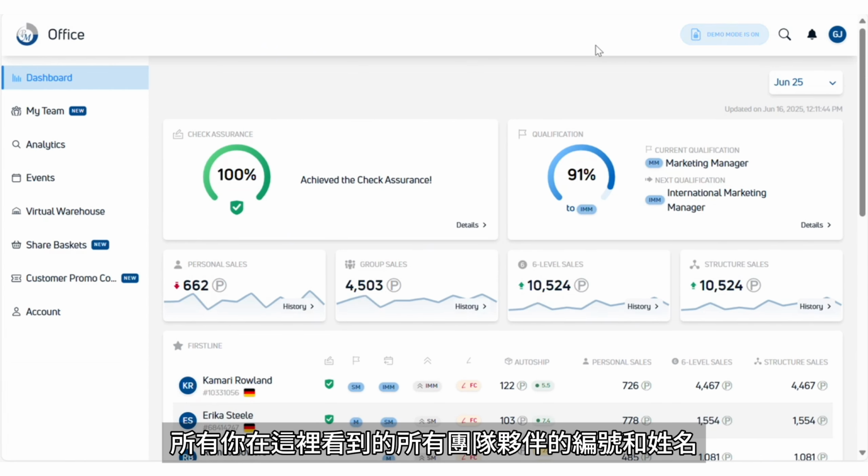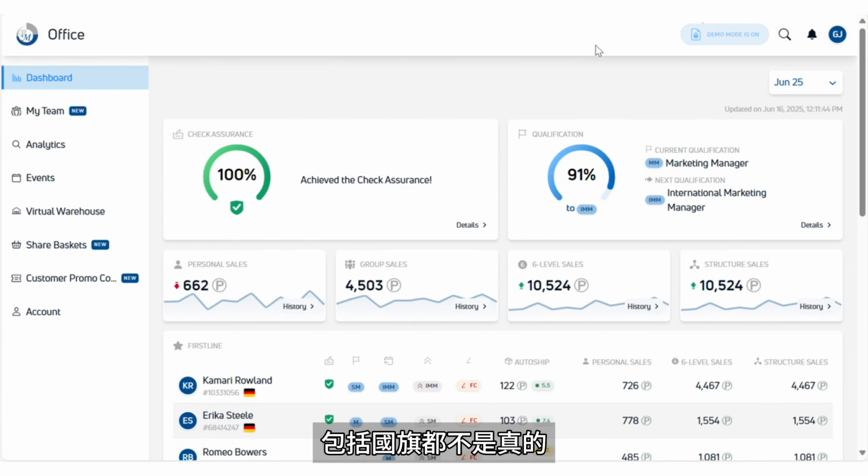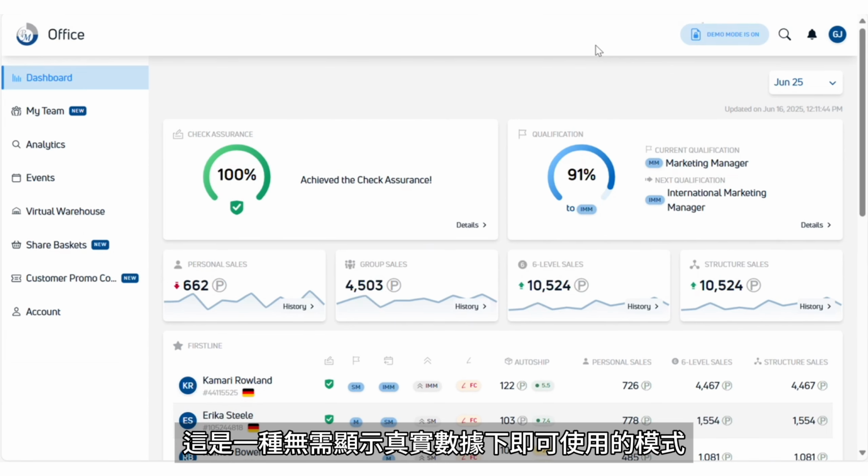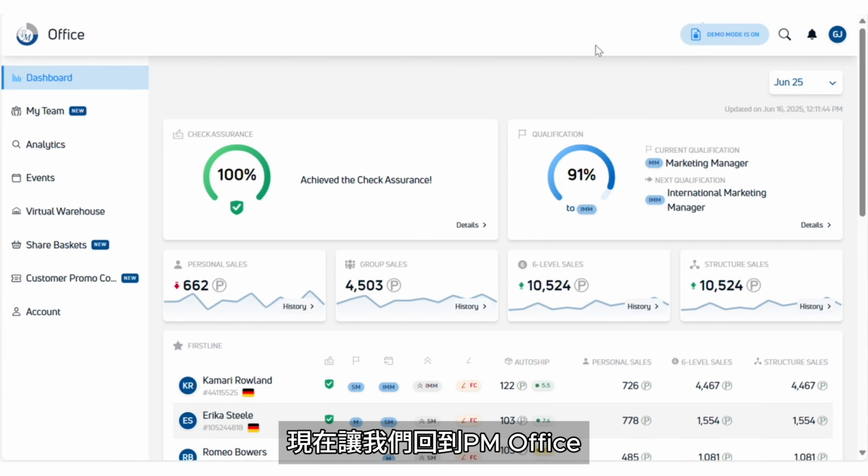So all the team partner numbers and names you see in here and country flags are fake, are randomly used. So whenever you want to make a training, for example, for your team or for your key people, this is a mode you can use without showing the real data. But let's come back now to the PM Office.